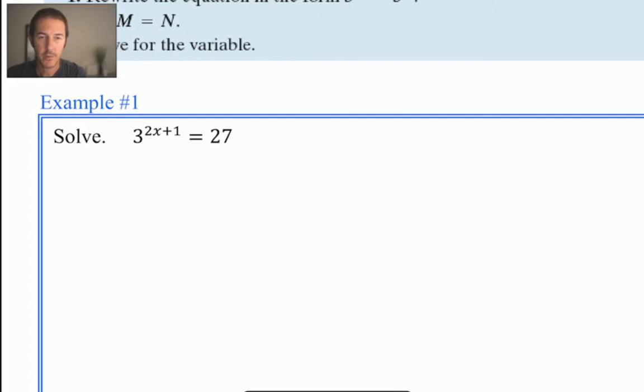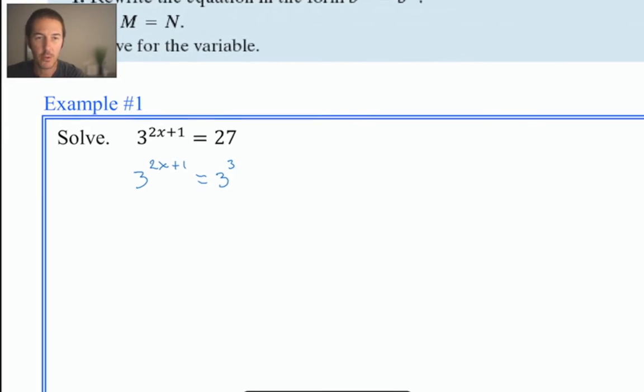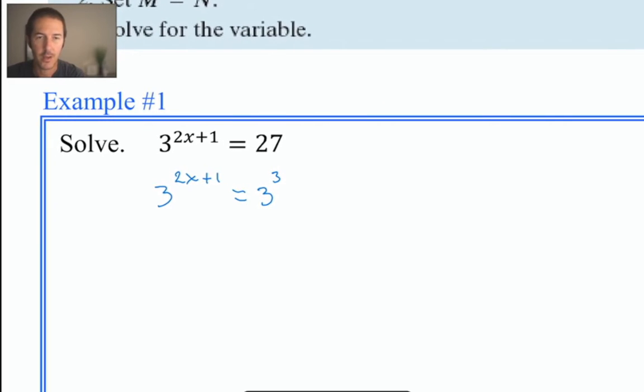What we'd like to do is get the bases to be equal to each other on both sides of the equation. So what I'm going to do is keep the left-hand side as it is and write it as 3 to the 2x plus 1. And on the right-hand side, I recognize that 27 is equivalent to 3 to the third power. Now that I have the bases equal to each other on both sides of the equation, I can equate the exponents or set the exponents equal to each other. So we can now write 2x plus 1 equals 3. And the 3 that I just wrote there is this 3 right here.